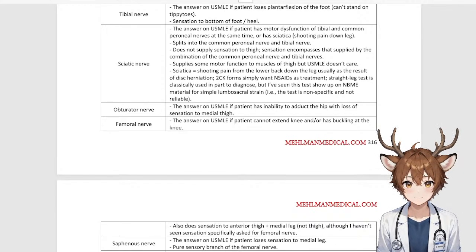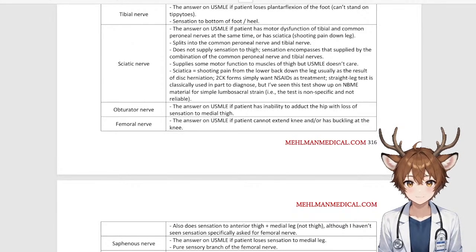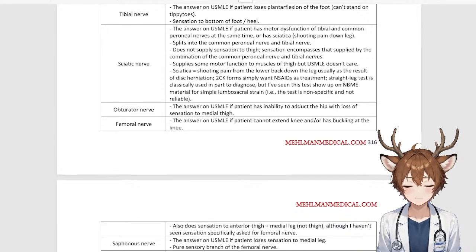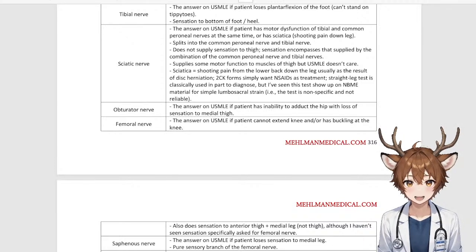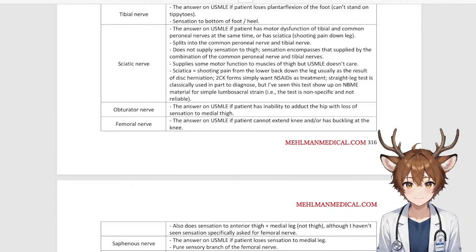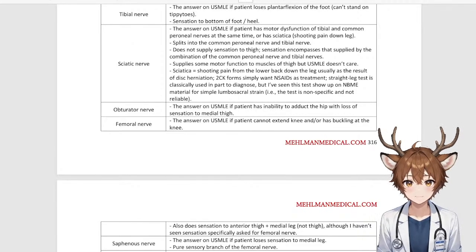Obturator nerve. The answer on USMLE if the patient has an inability to adduct the hip with loss of sensation to the medial thigh. Okay, so obturator's for adduction. Thigh adduction, yes.